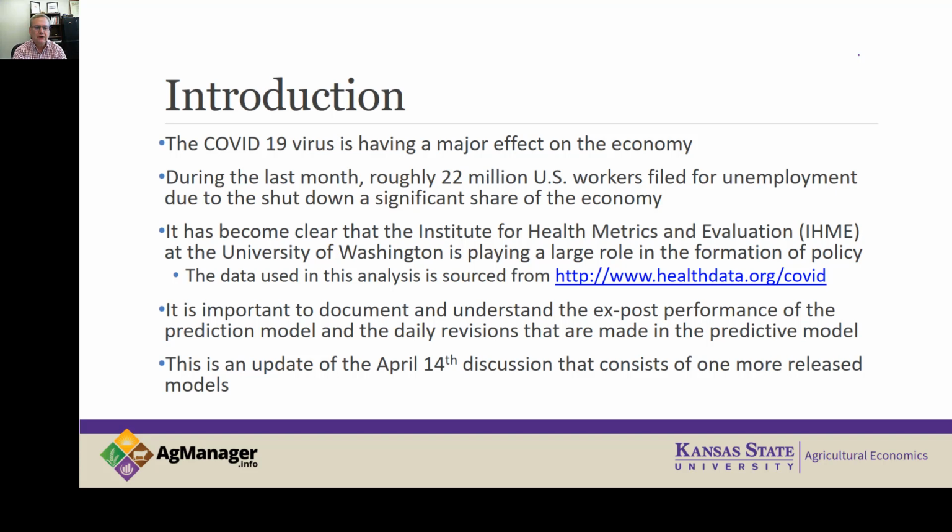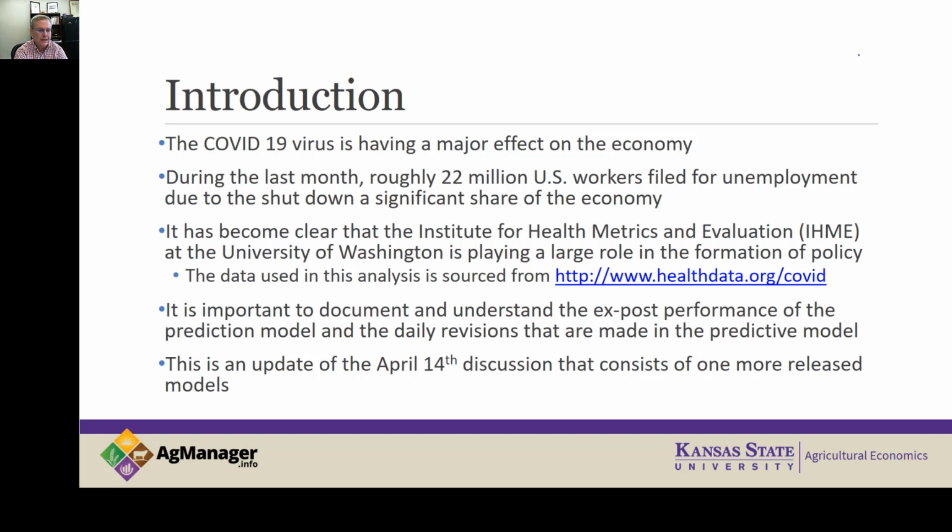Certainly the coronavirus is having a major effect on the economy, and the agricultural economy has probably had a worse week than the general economy, with markets backing up. During the last month, roughly 22 million U.S. workers filed for unemployment due to the shutdown of a significant share of the U.S. economy.